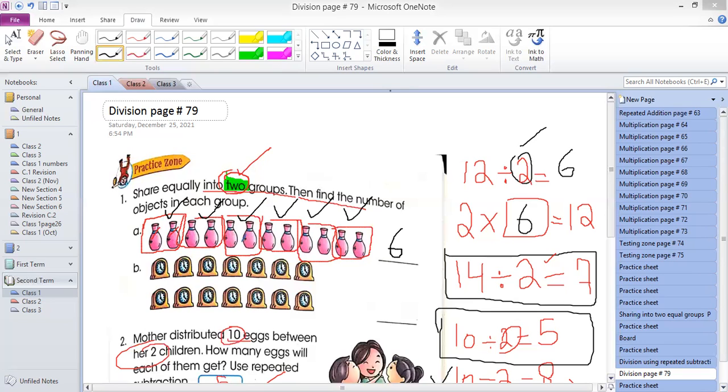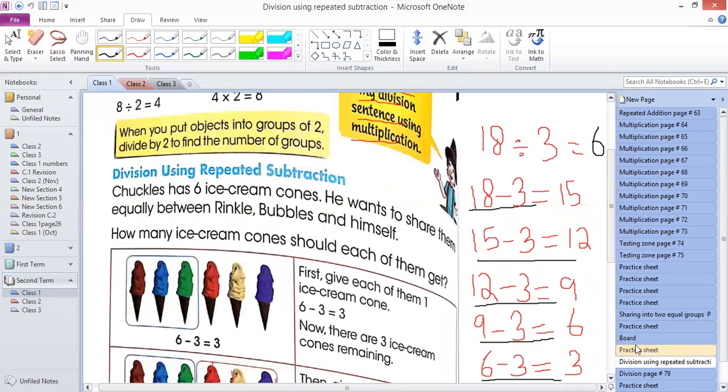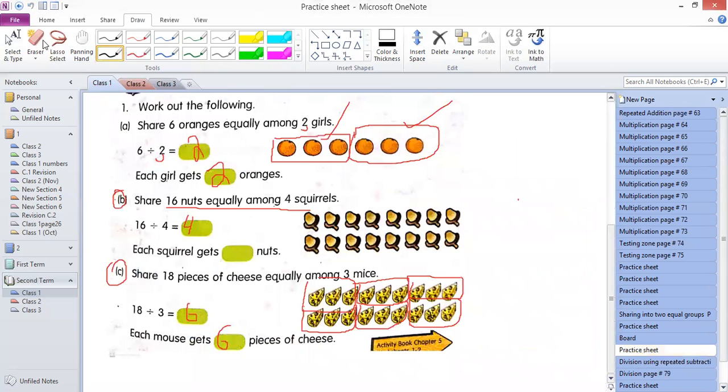Yes, sir. Yes, that's very good. So today we are going to practice again. Come to the practice sheet. First a question from this worksheet, then we will go to another worksheet. Okay.